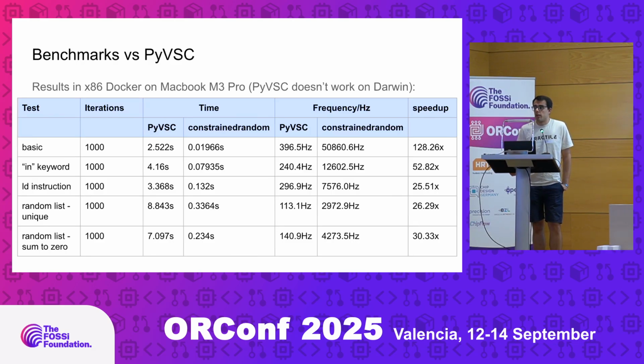This is running in an x86 Docker. PyVSC doesn't work on Darwin on my MacBook, but I'd be very interested to see what other people get. You can run them, they're in the repo.